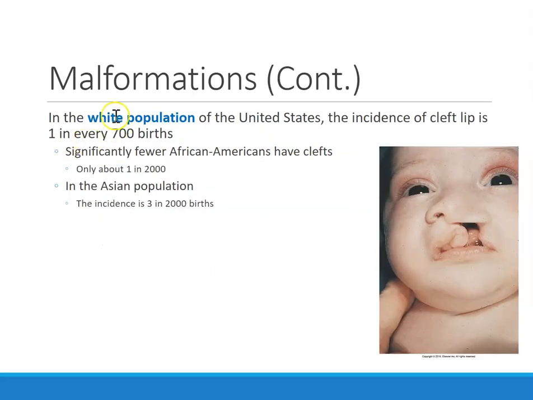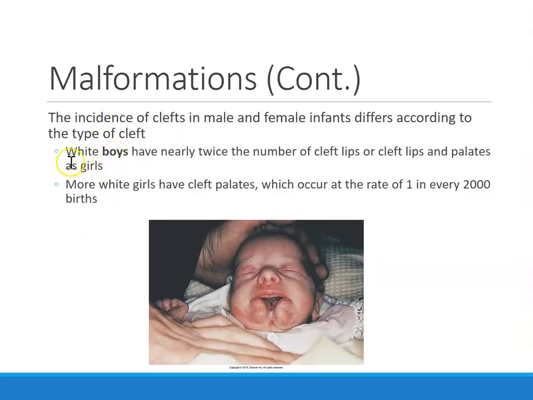So interestingly enough, there are racial differences. A white child, it's more common in the white population. 1 in 700 births in the United States can get a cleft lip. Not so much in African Americans. It's 1 in 2,000 as opposed to 1 in 700. And again, in the Asian population, it's less than the white population. It's 3 in 2,000 births. Boys, white boys get it more than girls.